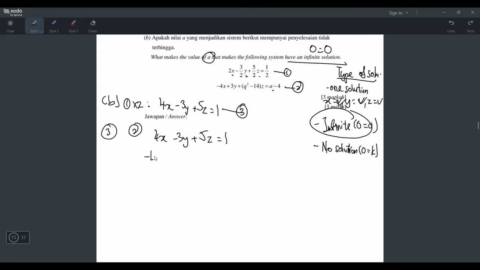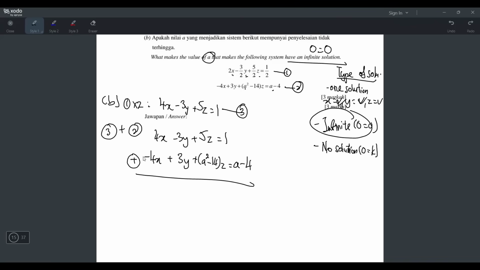Equation 2, negative 4x plus 3y plus bracket a squared minus 14 z equals a minus 4. And if you're trying to eliminate the 4x, you should plus. Yes, you should plus, because if you minus, later it becomes 4 minus negative 4 becomes plus 4, like 8 already. Then you didn't eliminate the y already.